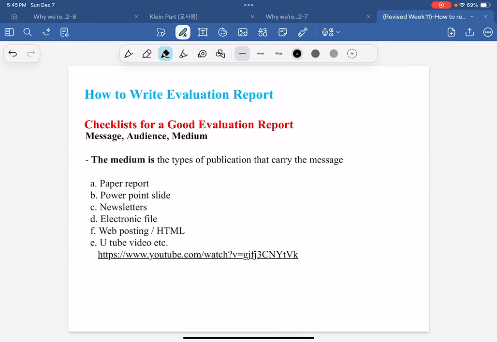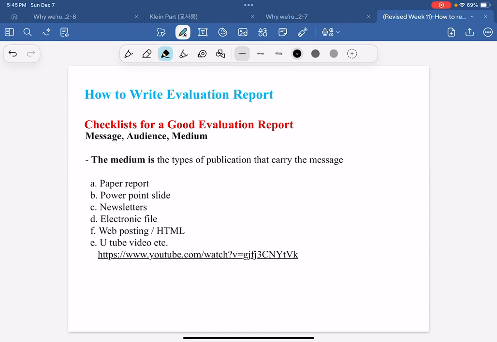And then nowadays, in many cases, YouTube is recommended because YouTube is kind of more clear and includes more direct message and content. But in most cases, the paper report and the PowerPoint slides are used, and therefore, if it's coming one day, the individual teams should prepare the PowerPoint slide to report your evaluation result.